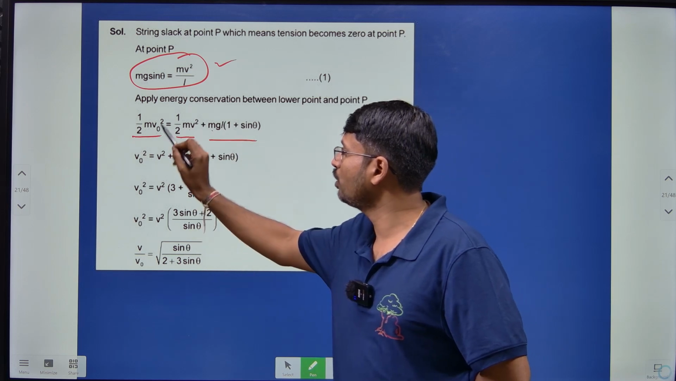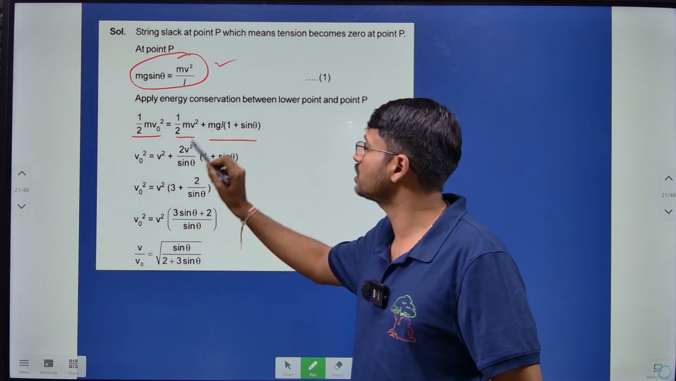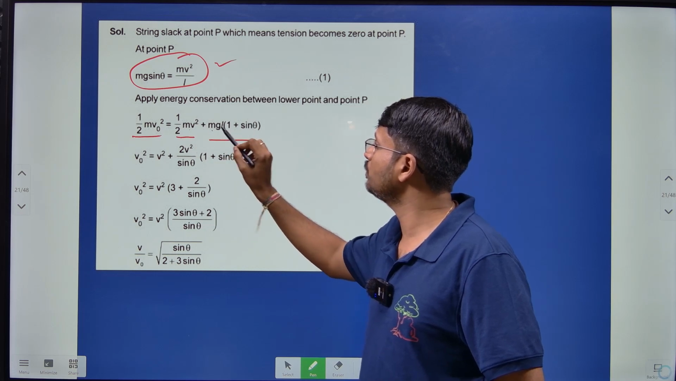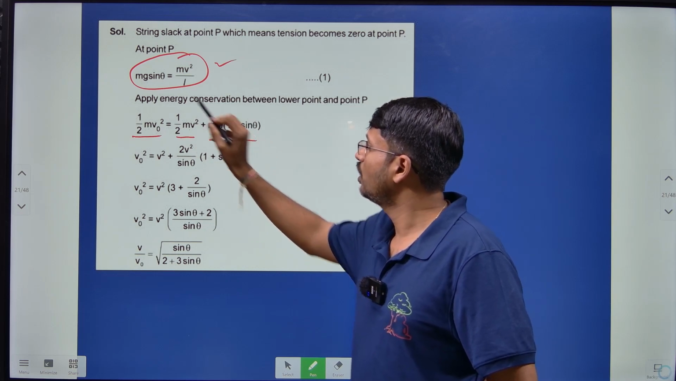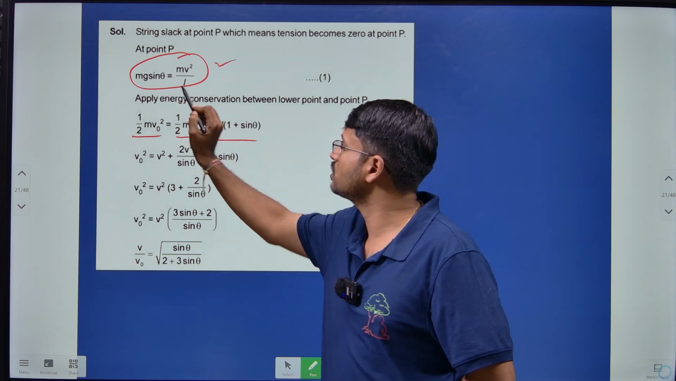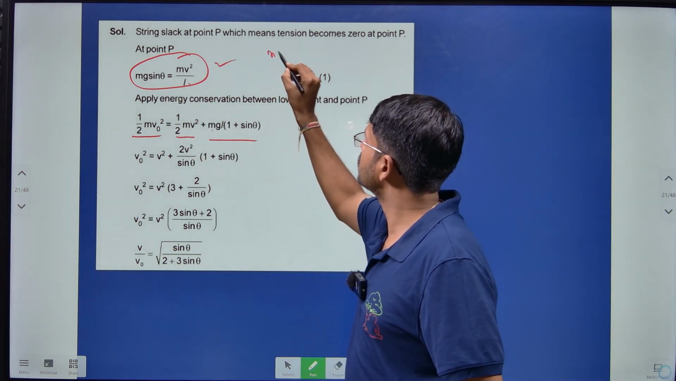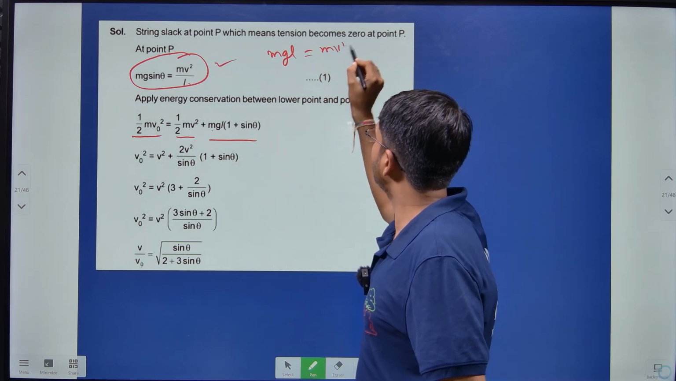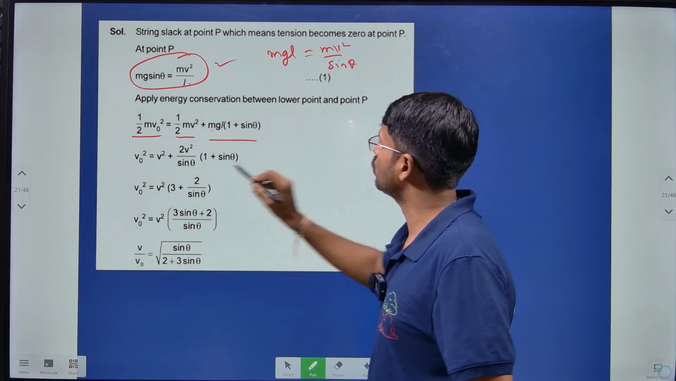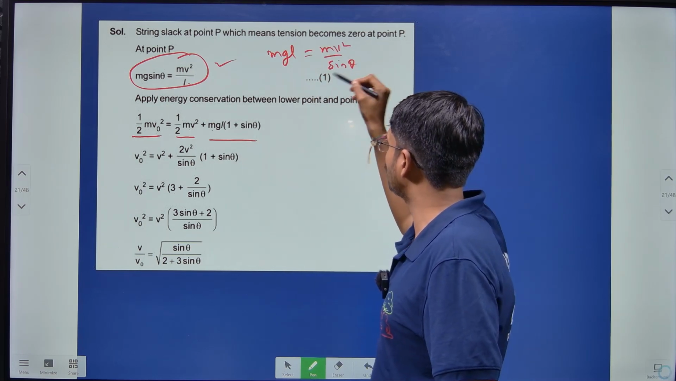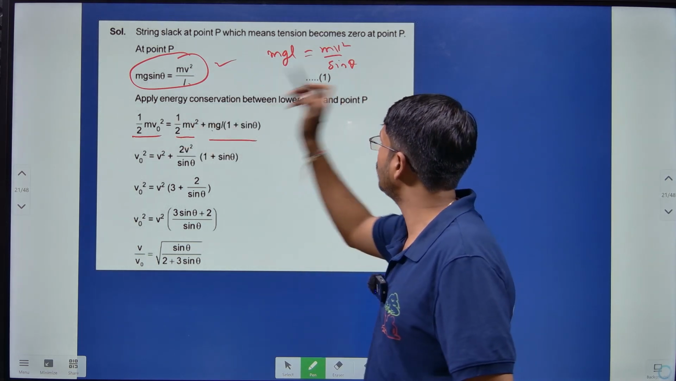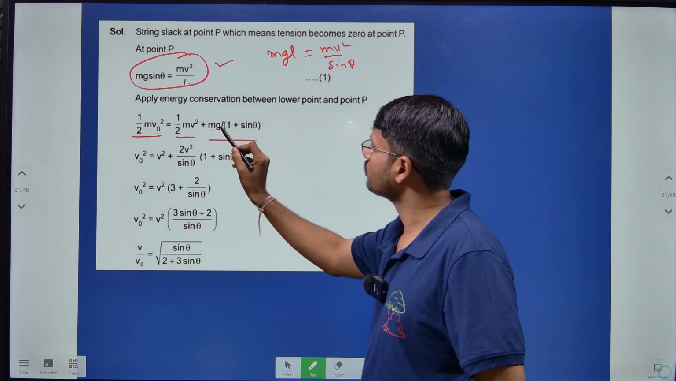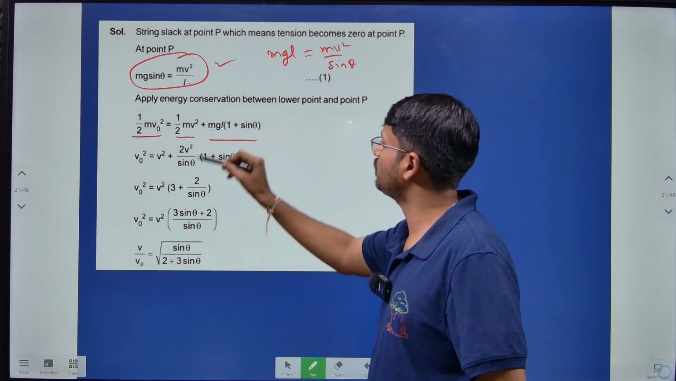So therefore v naught square equals v square plus, this 2 goes to this side, so it is 2 times gl, so 2gl, or we can also look at this as mgl. So what is mgl? We can write mgl as mv square divided by sine theta. So we can replace mgl with mv square by sine theta. M gets cancelled, so v square is taken outside, so it will be mgl, we are writing it as v square by sine theta.